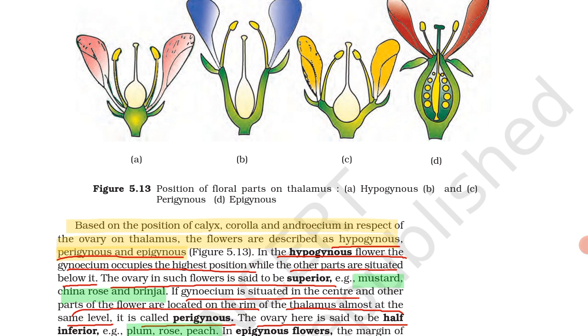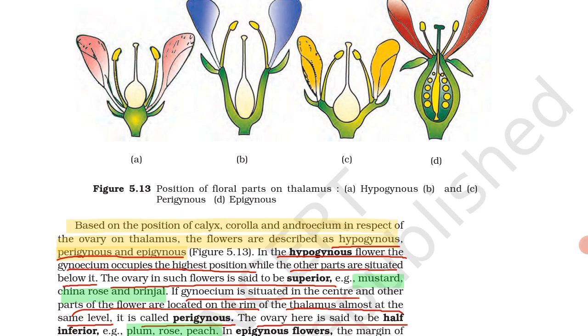The examples are mustard, China rose and brinjal, which are examples of hypogynous flowers. In a hypogynous flower, as we have studied, the gynoecium occupies the highest position and the other parts lie below the gynoecium. Such an ovary is called a superior ovary, and it is seen in mustard, China rose and brinjal, the examples of hypogynous flowers.